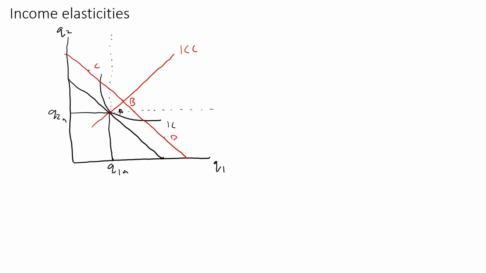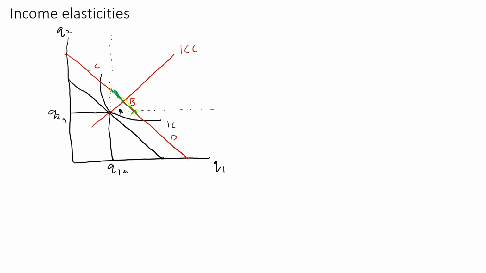Let me highlight it with yellow. Sorry, yellow is not visible. Let me choose another color. It can cross the budget constraint at any of these points, any part of the green line.